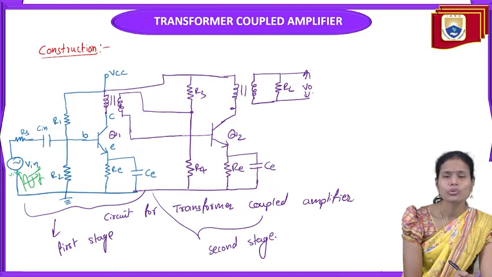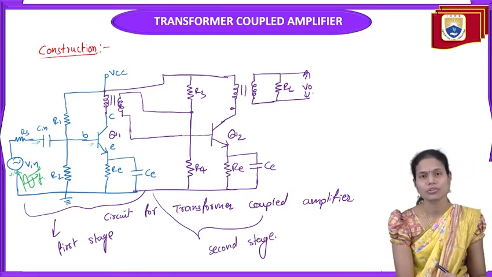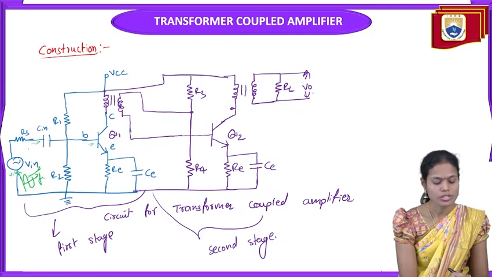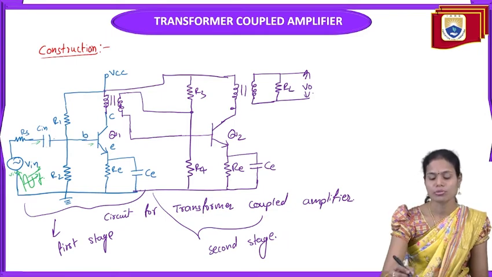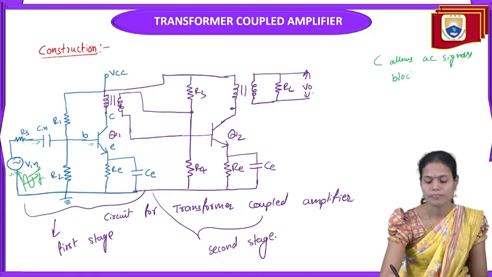This particular input signal, through the resistance Rs, we are sending to the base of the first transistor Q1. How this signal is passed into the base is by using the input capacitor C here. The function of the capacitor here is that it allows the AC signals and blocks the DC signals.